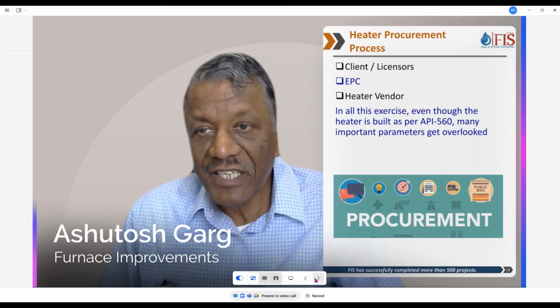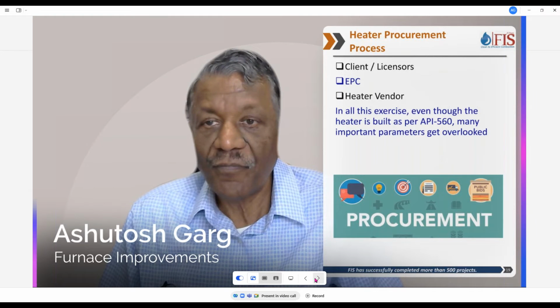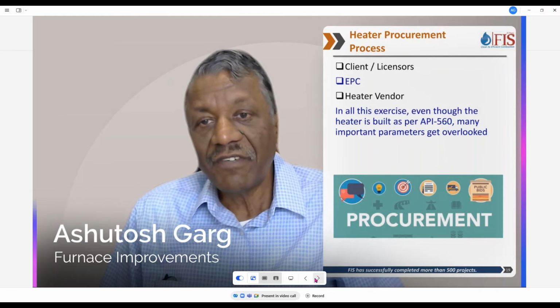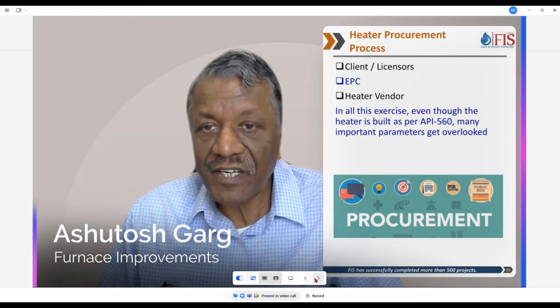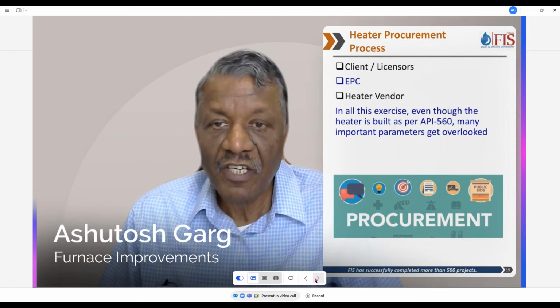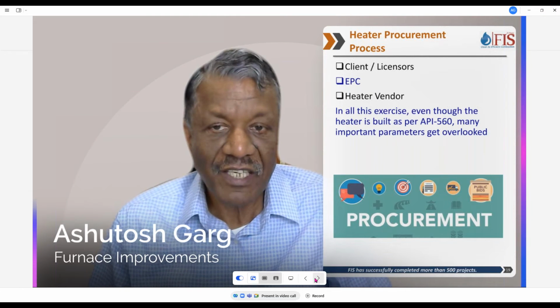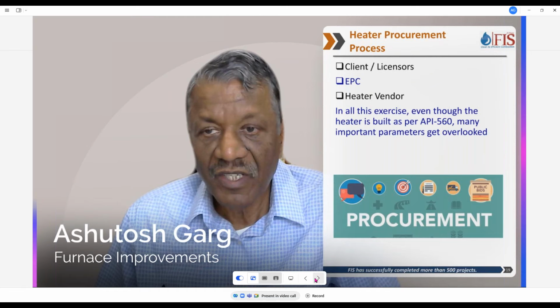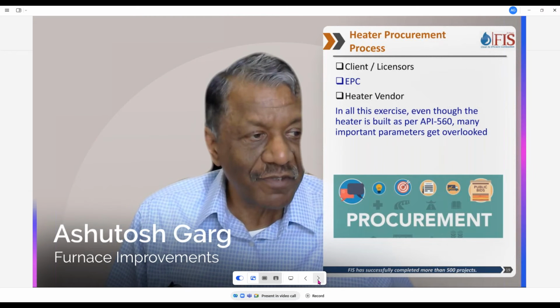And our recommendation is to pay a little more upfront, get a reliable heater. And we did a study, we found that the cost difference between a cheap heater and a reliable heater is only 15 to 20%. So what we are seeing is there is a major disconnect between the end user and heater vendor. And that is what is causing most of the problems.